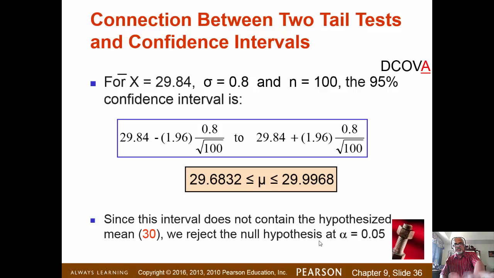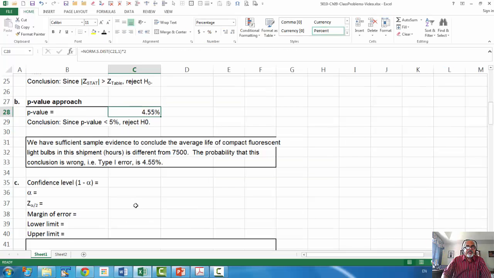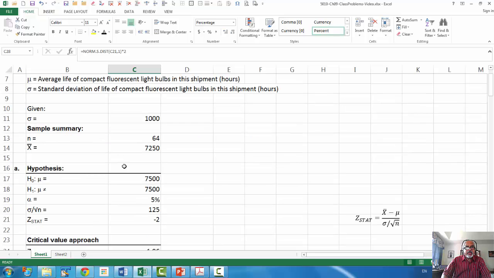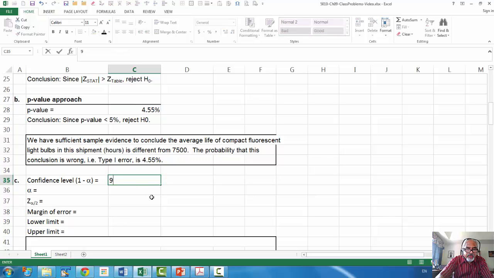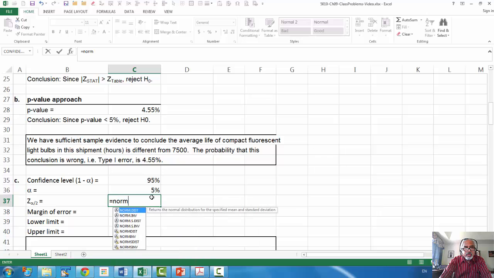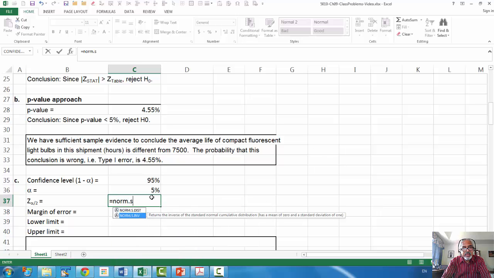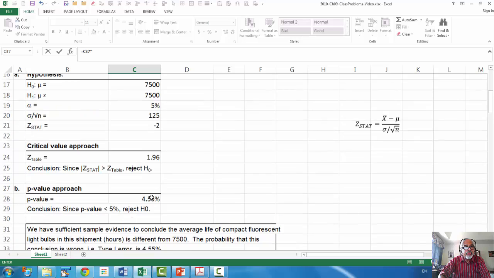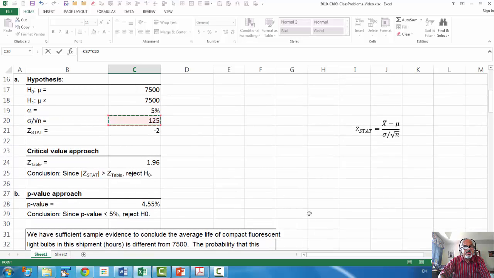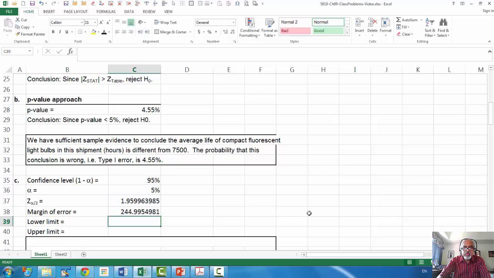So, let's illustrate this in the Excel example now. Here we are testing for the light bulb case whether mu is 7500 or not. If we construct a 95% confidence interval, here 1 minus confidence level is alpha, then z is norm.s.inv of 1 minus alpha over 2, that's the cumulative probability. Then the margin of error is z times sigma over square root of n. We have sigma over square root of n already computed here. So, that's our margin of error.